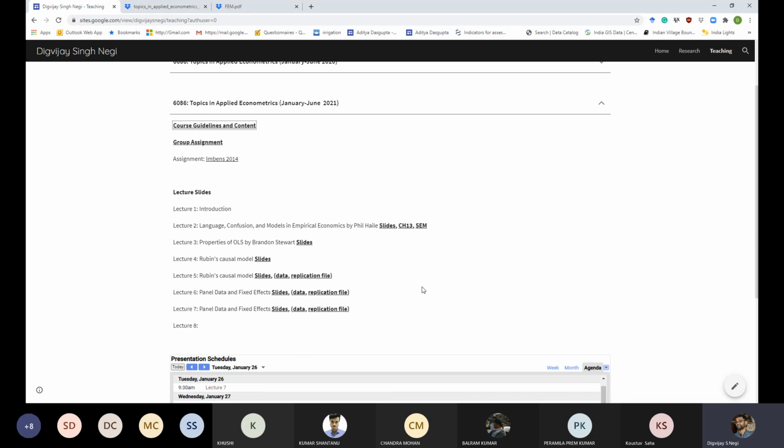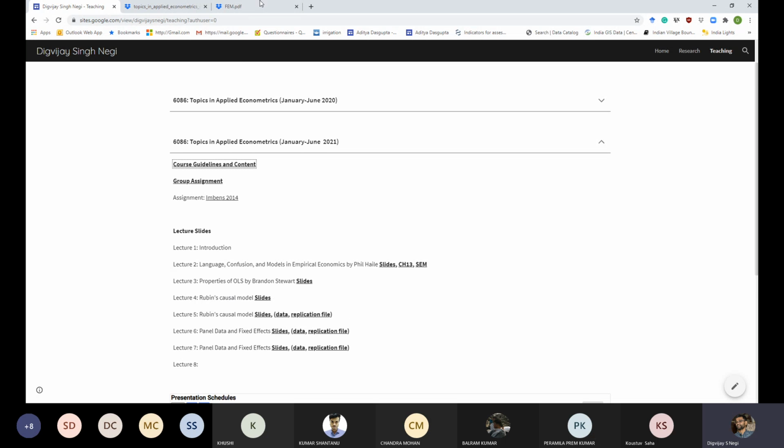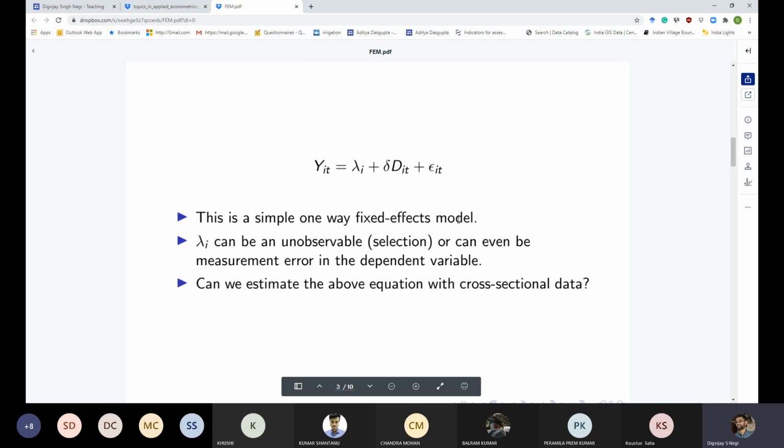So what you can do is, for example, go to what we did in lecture 5. You can download the relevant data set and the replication file. These are Stata data sets and Stata replication files. You can download those data sets and run those codes and see what is happening. Okay, so it's all here. You can replicate these things.